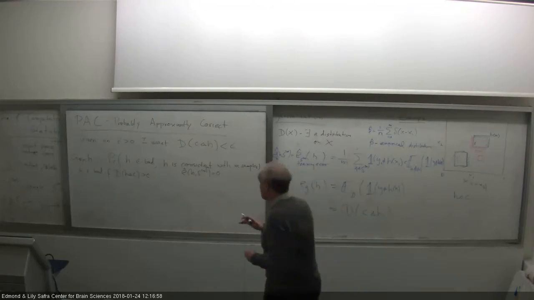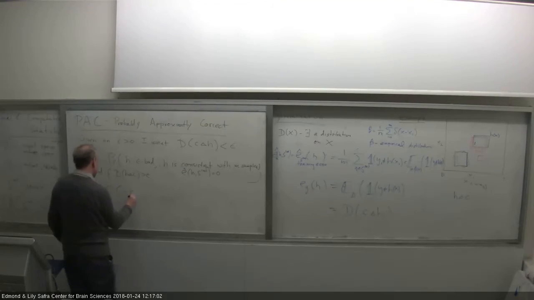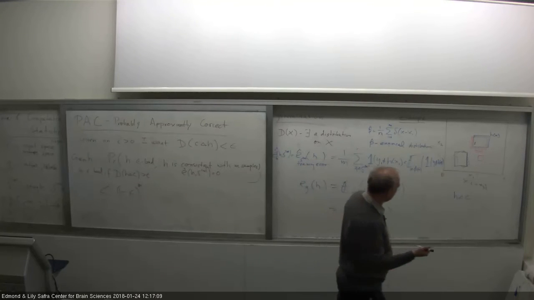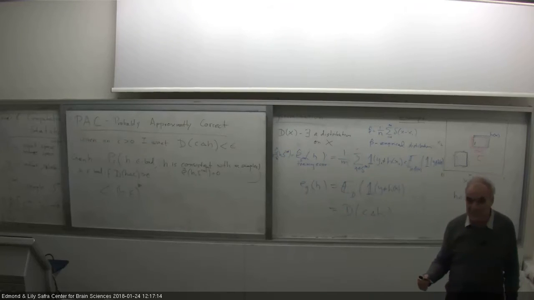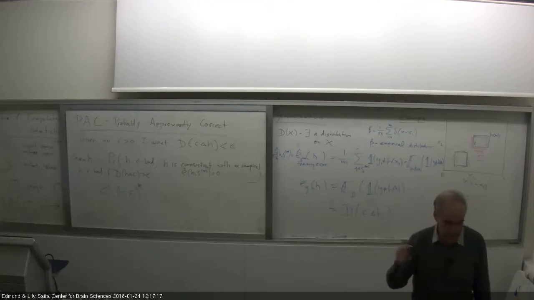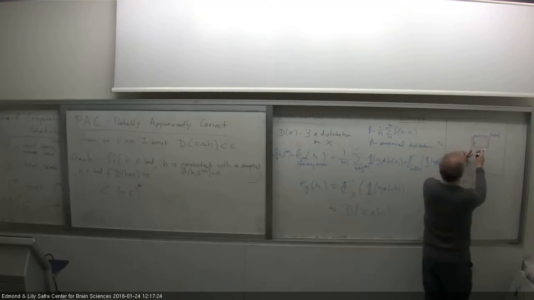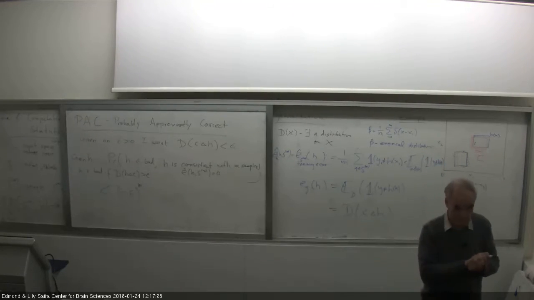So this probability is bounded by (1 minus epsilon) to the m. Is this clear? Okay, let's look. What's the probability that I miss the bad zone, the mismatch zone, with one sample? Greater than 1 minus epsilon, okay? So if this is smaller than epsilon, the probability that I miss it is greater than 1 minus epsilon. Okay? It's confusing a little bit.